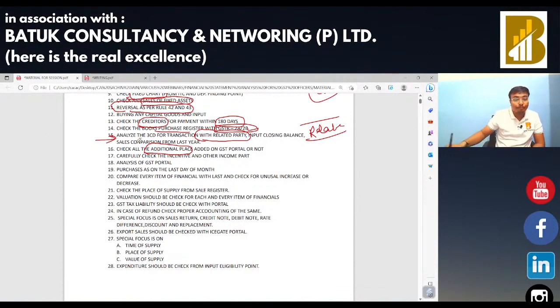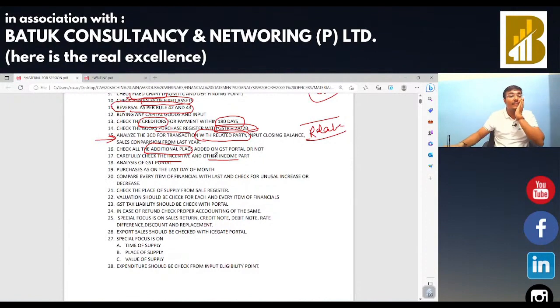Next, sir, check the incentive and other income part. We had already discussed how you are going to check the other income part. You are going to demand the ledger of that other income, and by analysis of the ledger you get the idea about the income side on which GST should be applicable or not applicable.